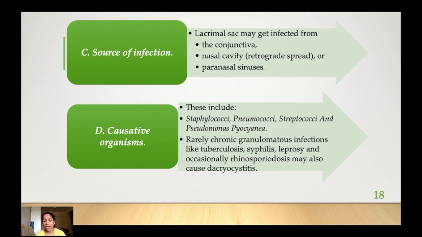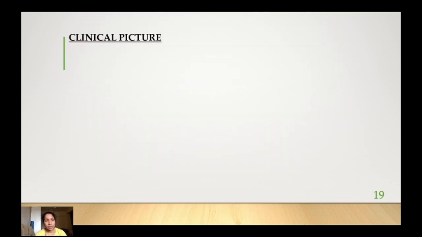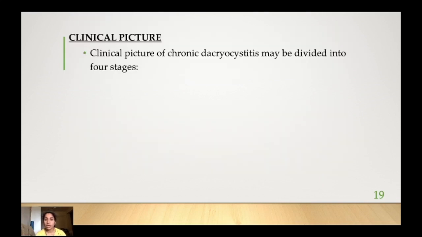So this is the etiology for chronic dacryocystitis. Chronic dacryocystitis is mainly due to the stasis of tears and long-standing mild infection. Next comes the clinical picture of chronic dacryocystitis, which can be divided into 4 stages.